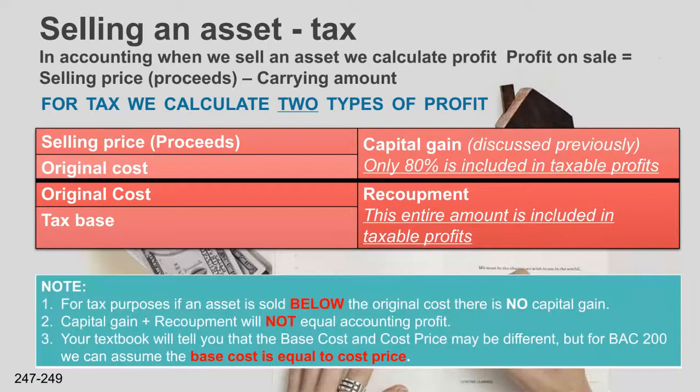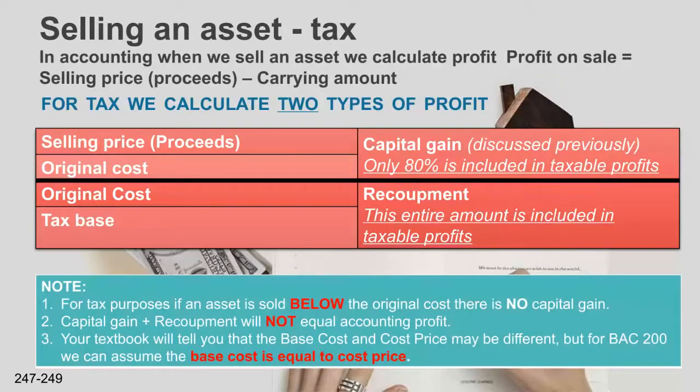We would have created a capital gain. If we sell an asset for an amount above its tax base, so again, what's a tax base? It's basically the carrying amount for tax purposes. If we sell an asset for an amount that's above its tax base, we would then have what's called a recoupment. A recoupment is basically the same as a profit on sale in accounting. Right?